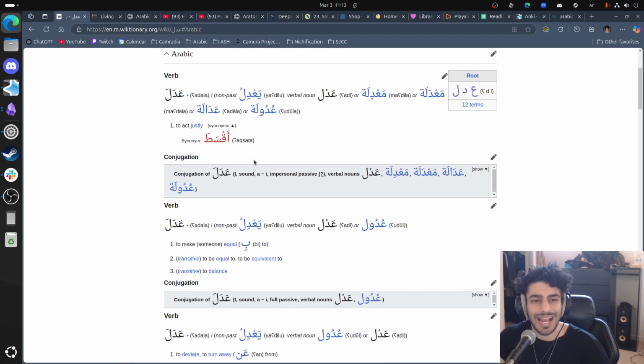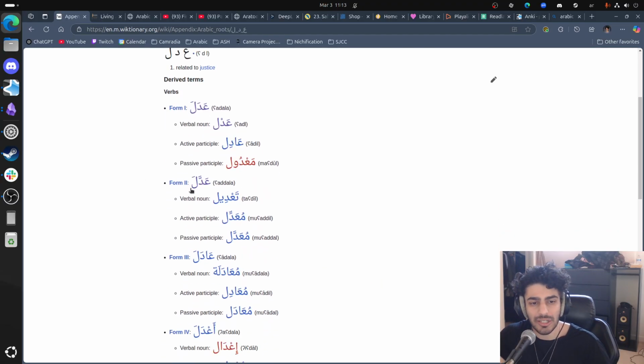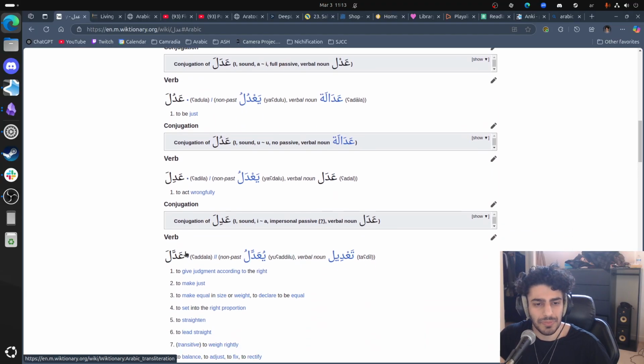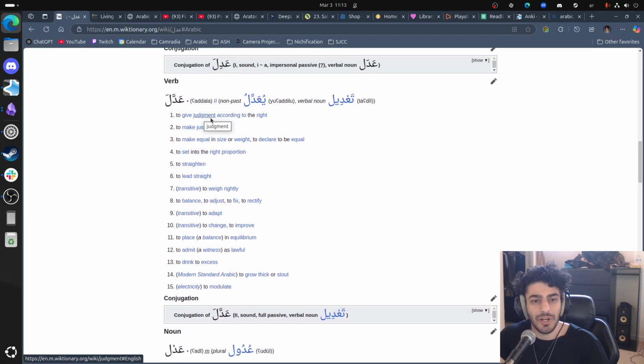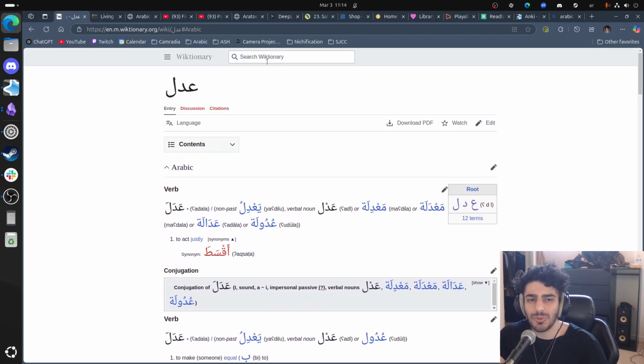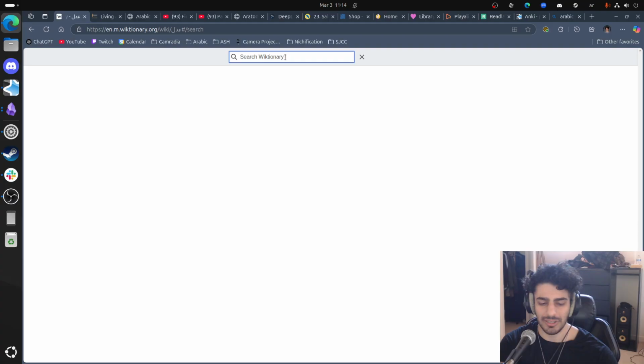First one is to act justly, or to make someone equal. So that's related to justice, but let's check this one. So this one is, where is it? Here. To give judgment according to the right, to make just, to make equal. So we're still revolving around that general idea of justice.